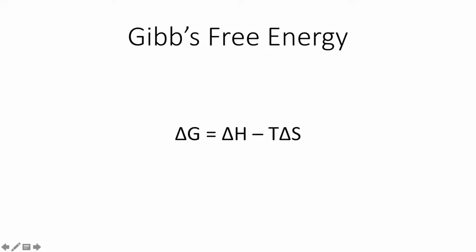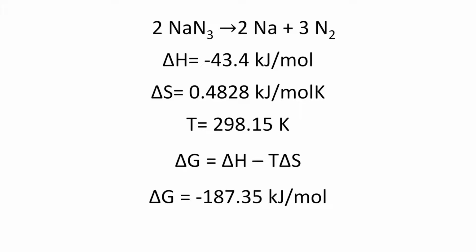Right now we're going to calculate the Gibbs free energy, which is calculated through the following equation. Delta G equals delta H, which is the enthalpy, minus T, which is the temperature, multiplied by delta S, which is the entropy. Here we're going to do it for the first reaction with the values we already got, and what we get is a negative Gibbs free energy, which means the reaction is spontaneous.